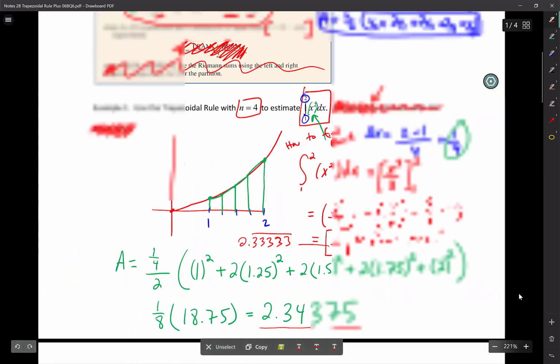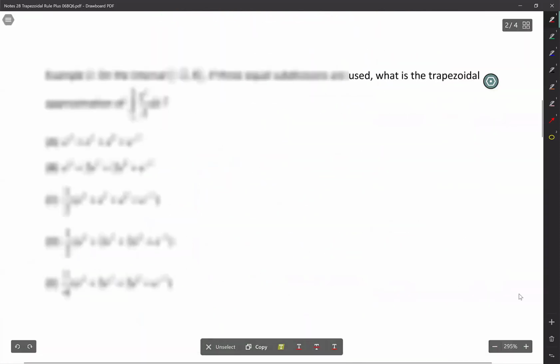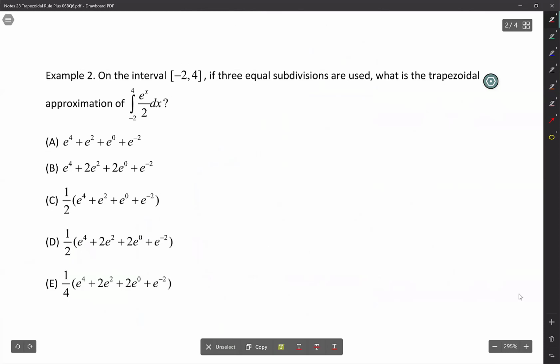All right, guys, I think we're good now. Next time I'll see if I can do a lesson on how to find exact, but we're still doing approximation. All right, on the interval -2 to 4, if 3 equal subdivisions are used, what is the trapezoid approximation for area under this curve? It would be nice if you guys knew how that curve looked. You do not need to know exactly how the curve looked. It would be nice though.